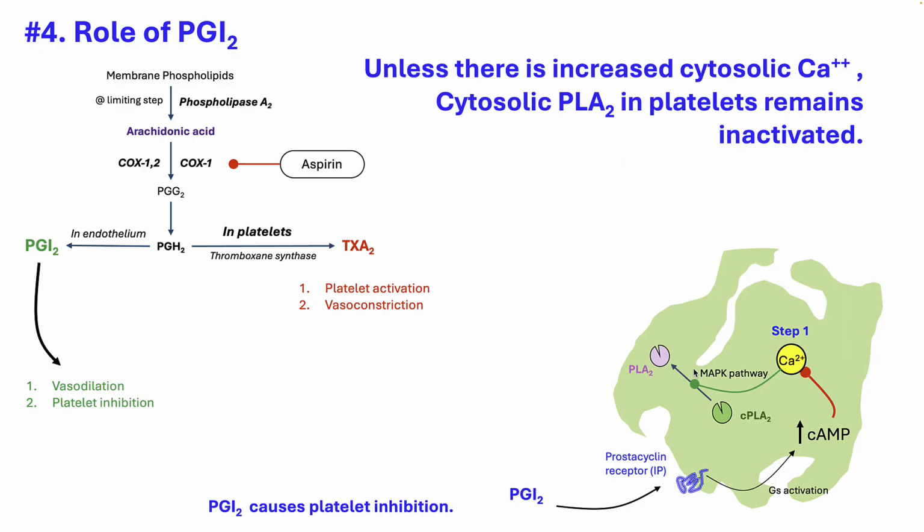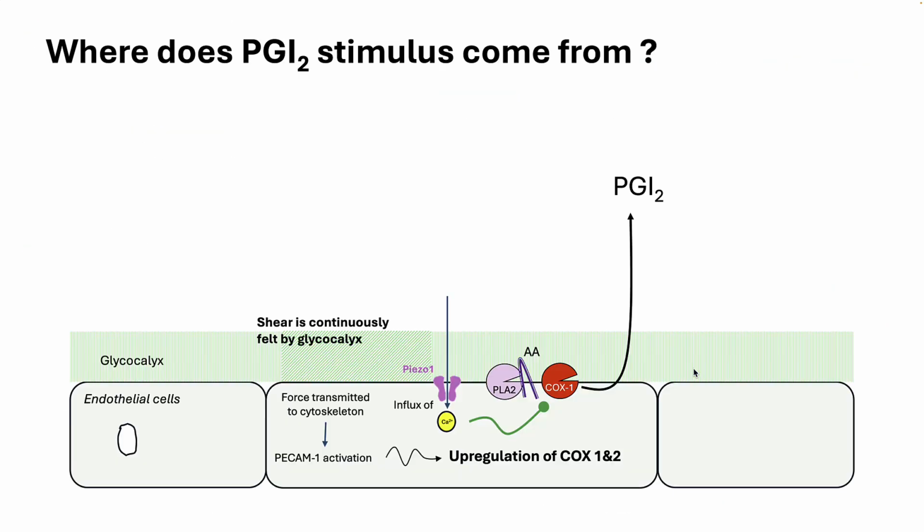So unless there is an increase in cytosolic calcium, the cytosolic phospholipase A2 in platelets remains inactivated. So where does that PGI2 stimulus come from? This comes from the shear forces, as we talked about before, and this comes via your PECAM-1 activation and influx of some amount of calcium via your Piezo1 mechanoreceptor. Both of them upregulate COX-1 and 2.